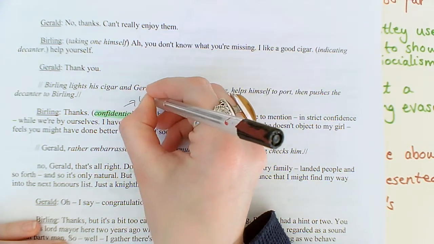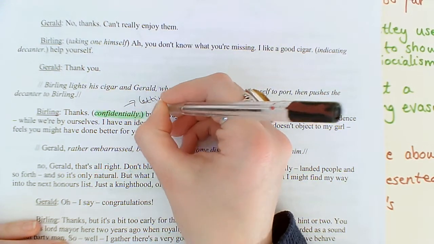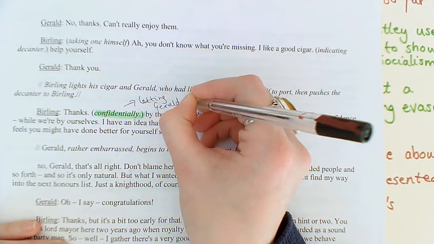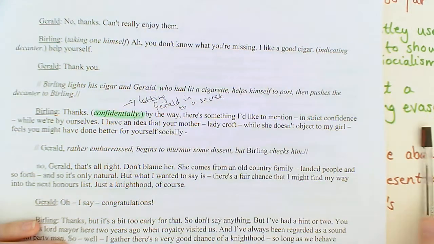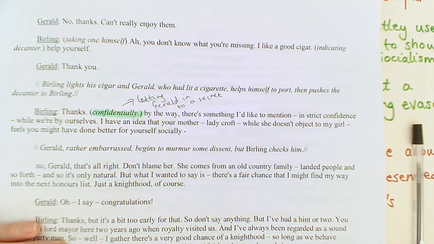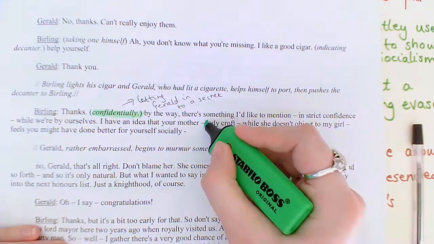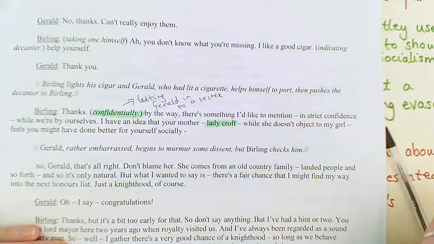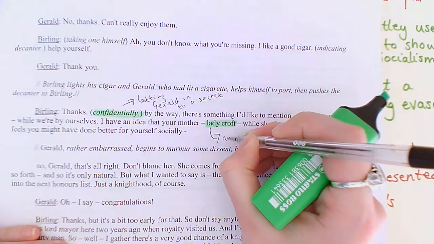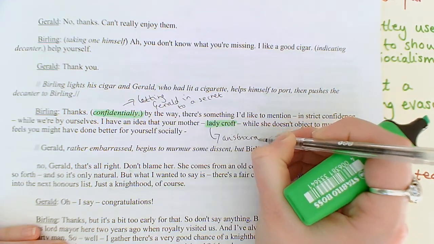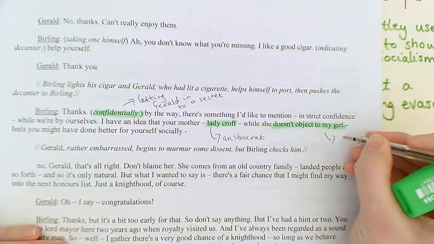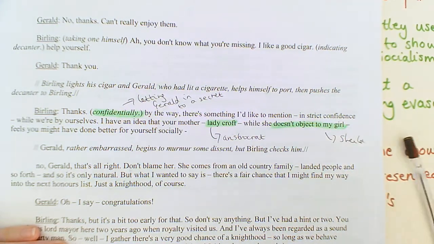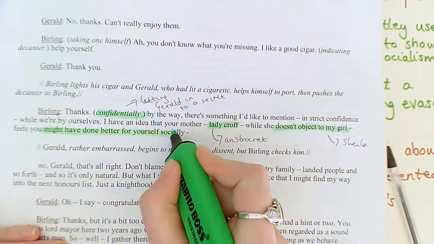So confidentially, he's letting Gerald in on a secret. So he's confiding in him. "There's something I'd like to mention in strict confidence while we're by ourselves. I have an idea that your mother, Lady Croft," a reminder that she's an aristocrat, remember? She has that title. "While she doesn't object to my girl," so Sheila, "feels you might have done better for yourself socially."